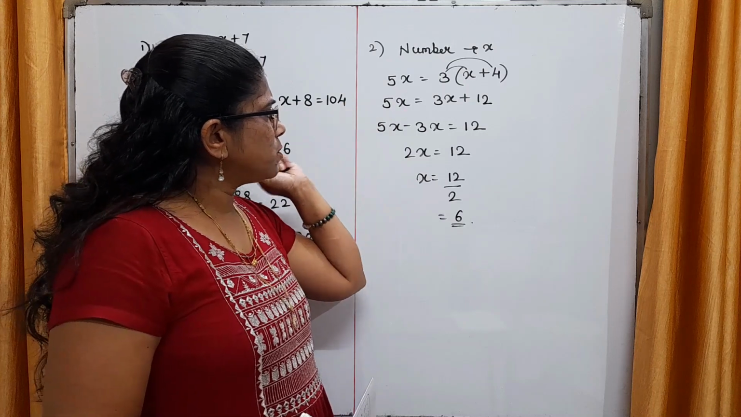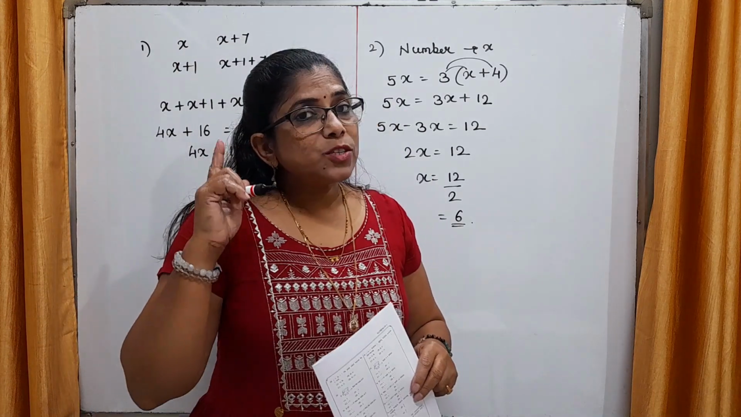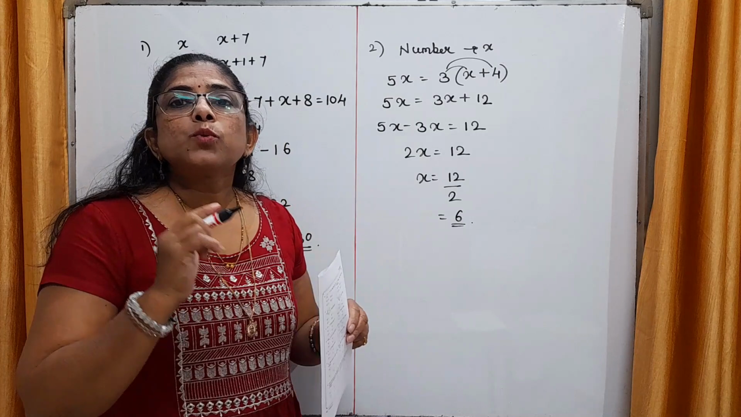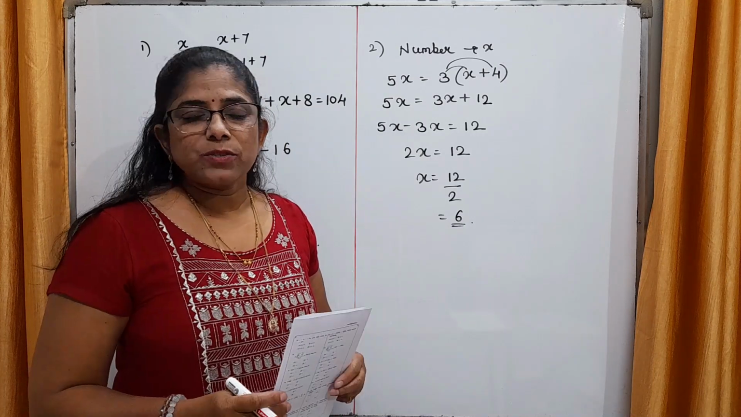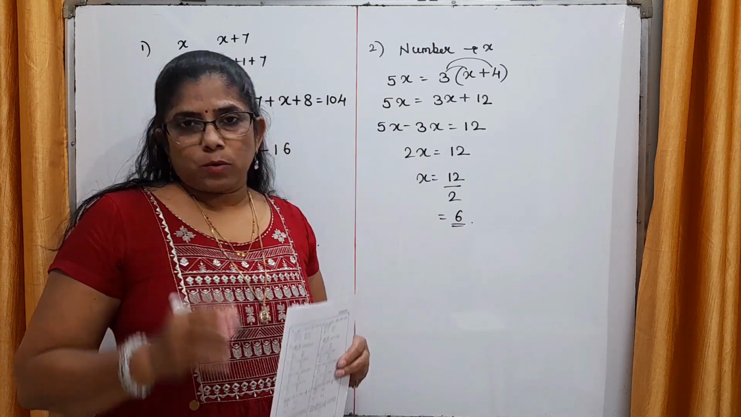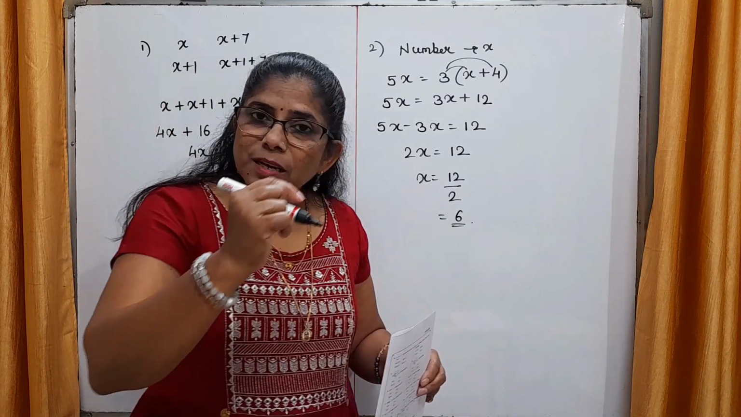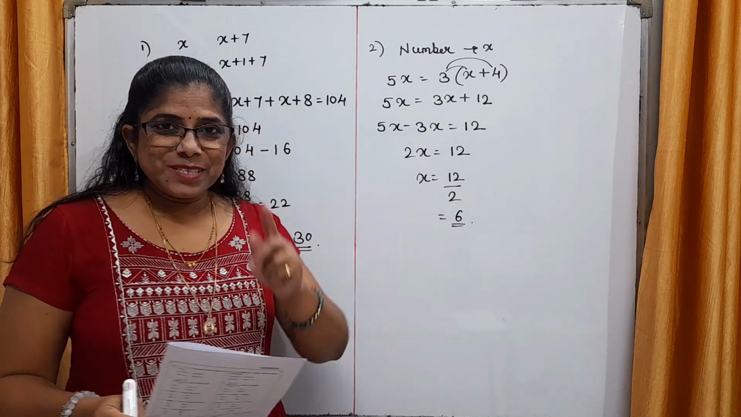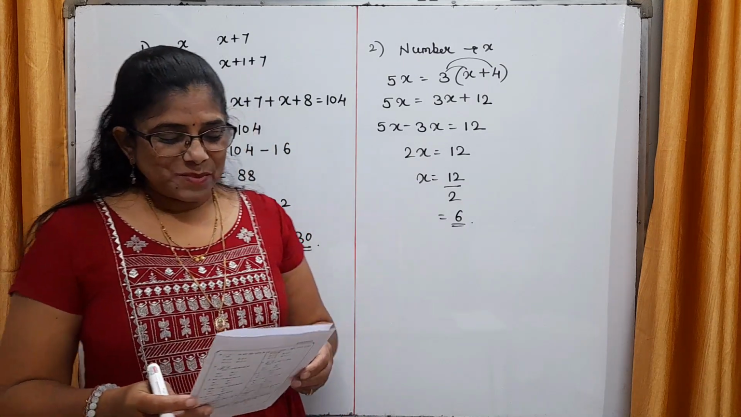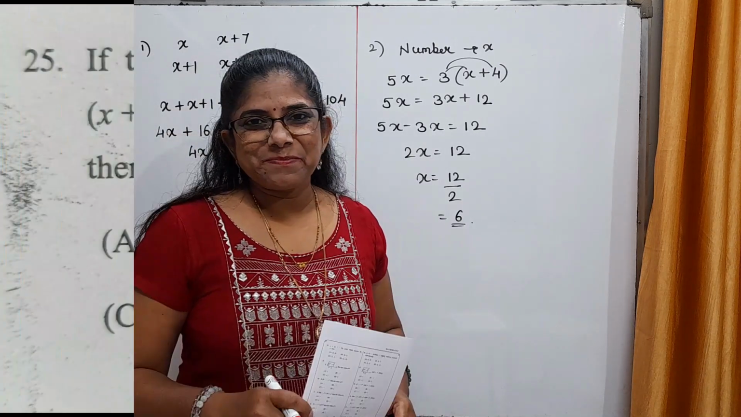So x is 12 upon 2, that is 6. So you have to train yourself to do such type of mind calculation. This is going to help you a lot to solve sums in least time. So this is one more valuable tip. Okay, let's move to the third sum.